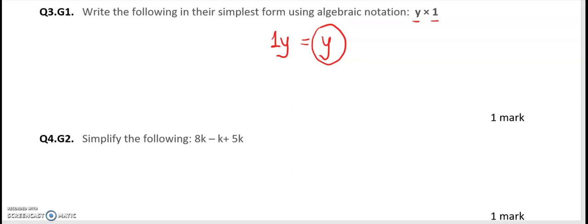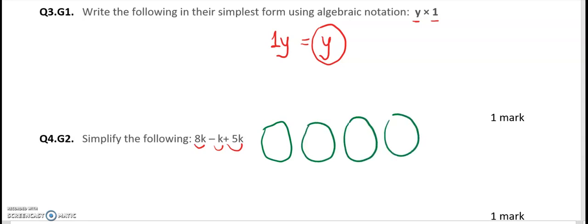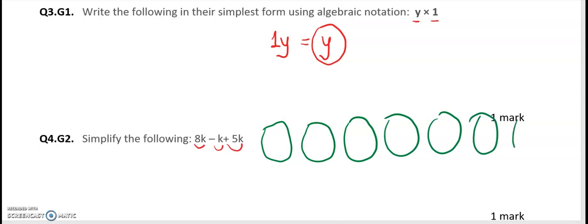In the fourth question, we have to simplify the following. So we have 8k minus k plus 5k. So we can imagine having 8 kiwis. So I can try to draw them. 3, 4, 5, 6, 7, 8. So there are 8 kiwis. Take away 1. So if I remove one of these, then I go back to 7.